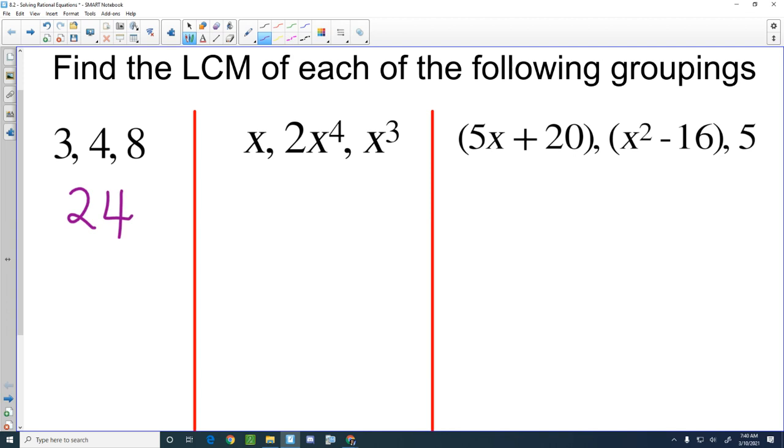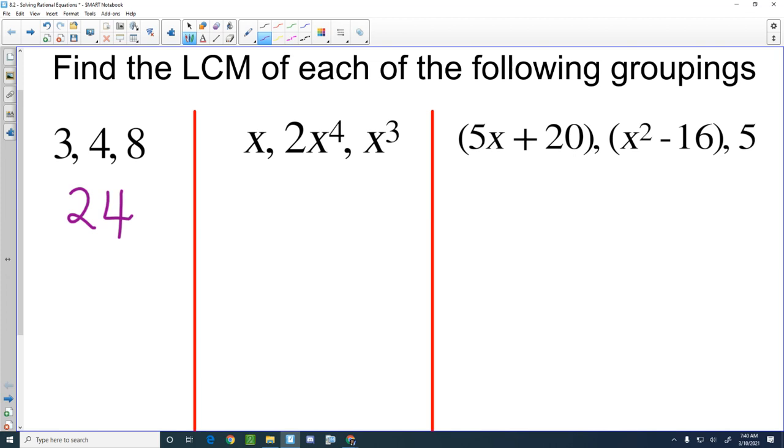There are other common multiples, 48, 72, 96, and so forth. So that's the LCM. And so basically it can be divided by each of those is another way to think of it. With this middle section of terms, x, 2x to the fourth, and x to the third, we're going to create something that can be divided by each of those.